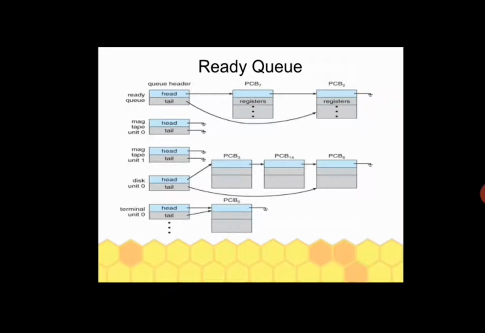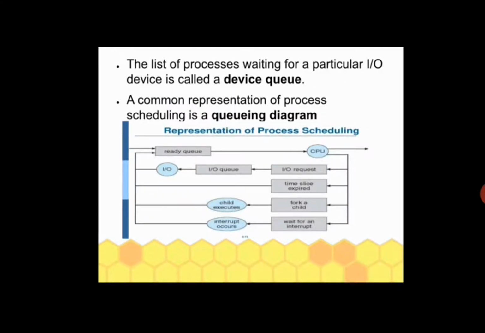Okay, so this is the example for the ready queue. You can see n number of queue headers will be there, and n number of process control blocks will be there, and each header has two blocks, head and tail, which point to, or keep, a kind of pointer actually. Programmatically, it is nothing but a pointer pointing to a particular thing. Fine. The next thing is, the list of processes waiting for a particular IO device is called a device queue.